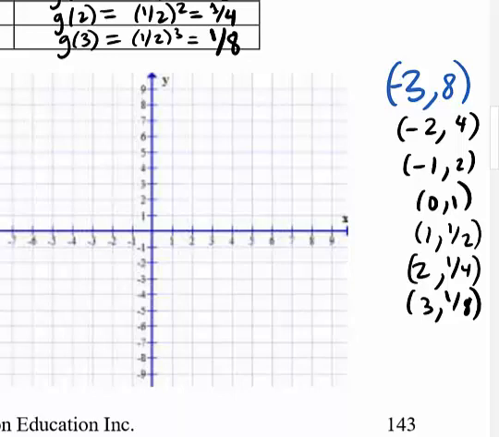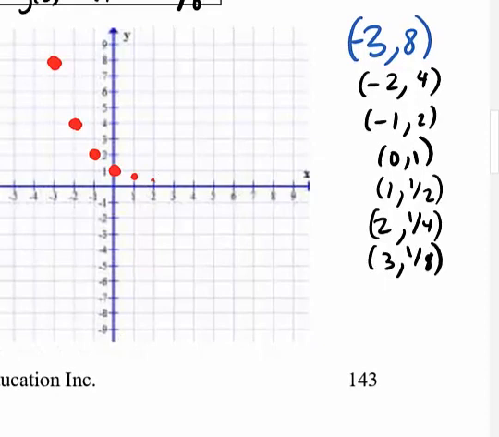We got negative 3, 8. Let's see. He's about right here. Negative 2, 4. Okay, he's here. Negative 1, 2. 0, 1. 1, 1 half. 2, 1 fourth. 3, 1 eighth. So it kind of looks like this, a similar pattern to the previous one.